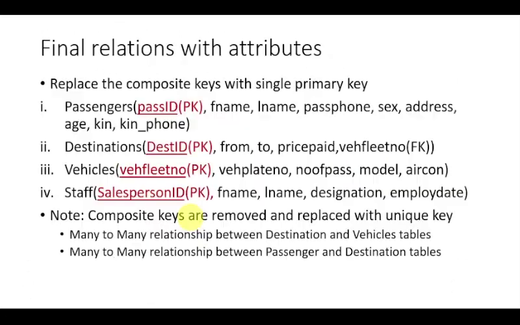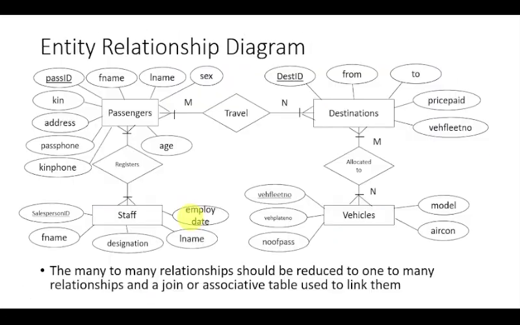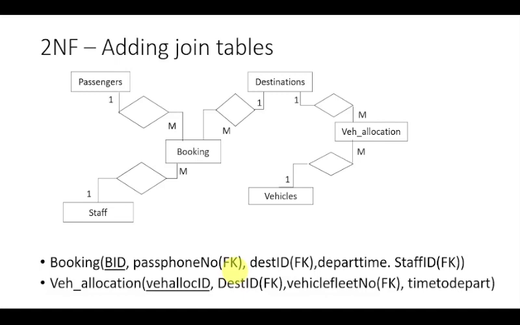So what do we do? We had to break it down. That many-to-many relationship we have here should be reduced to one-to-many relationships, and a join or associative table used to link them. That's the best solution. So we have broken down these tables, and we are going to add join tables over here.